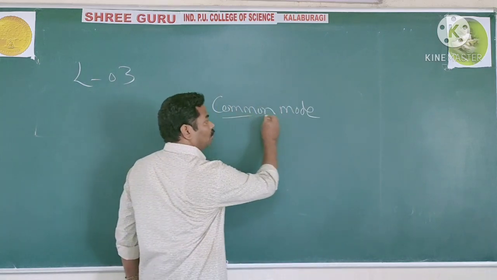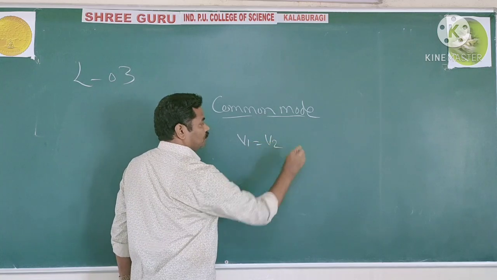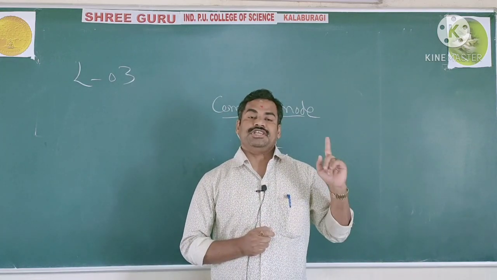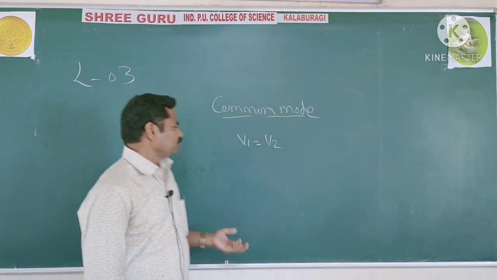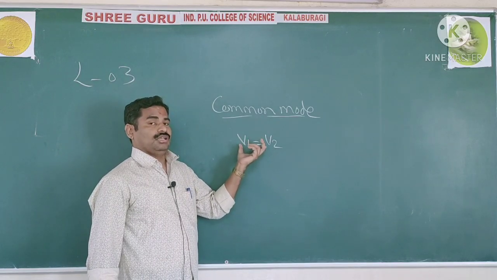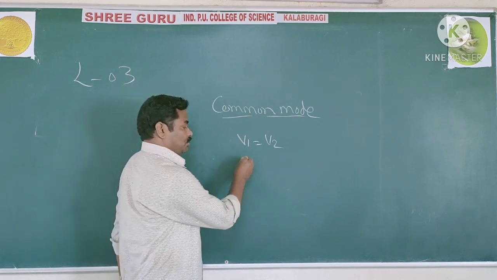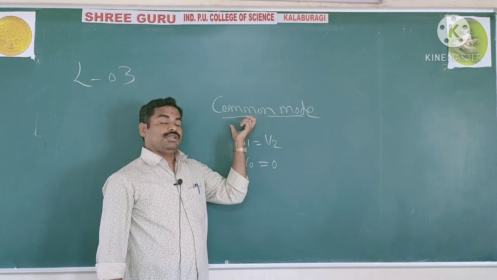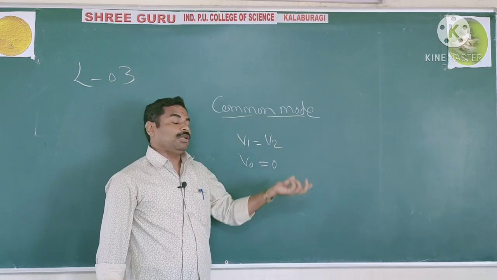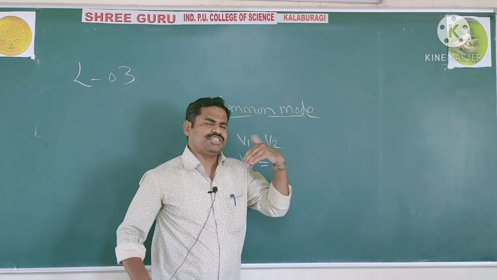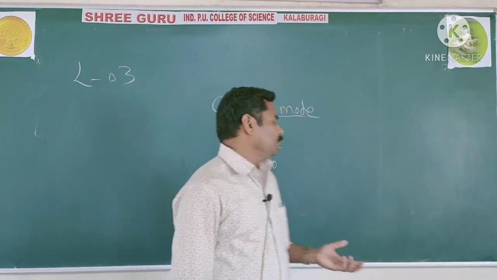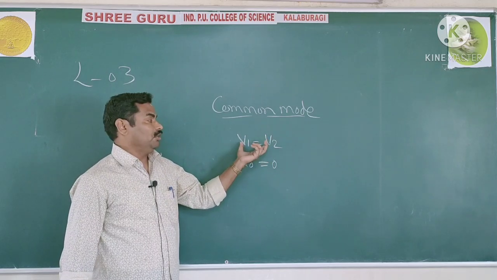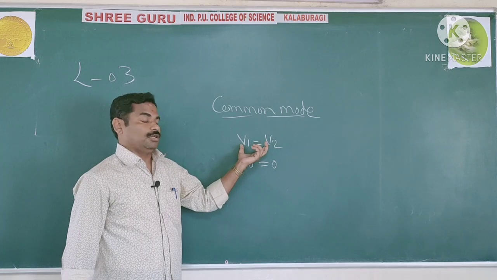It means in the common mode of operation, V1 is equal to V2. You are applying the same input to both V1 and V2. And as we know, if you apply the same input in common mode operation, 100% the output will be 0. Why will the output be 0? Because we are studying the differential amplifier, which amplifies the difference between the two signals. Because you are applying the same signal at the inputs, the output will be 0.